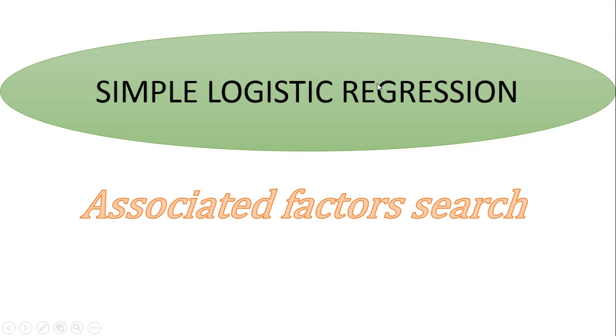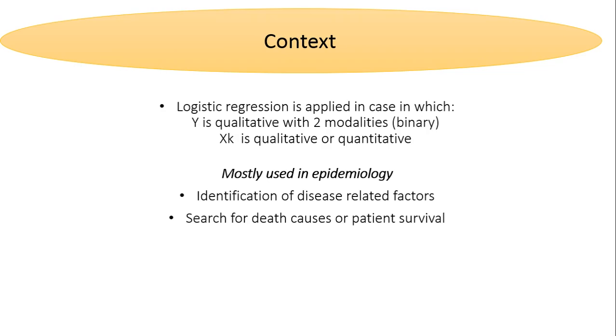In this tutorial video we're going to show you how to use this method in order to search for associated factors related to a phenomenon. Contextually, you need to know that logistic regression is applied in cases in which we have a qualitative variable with two modalities. That means the variable is binary.